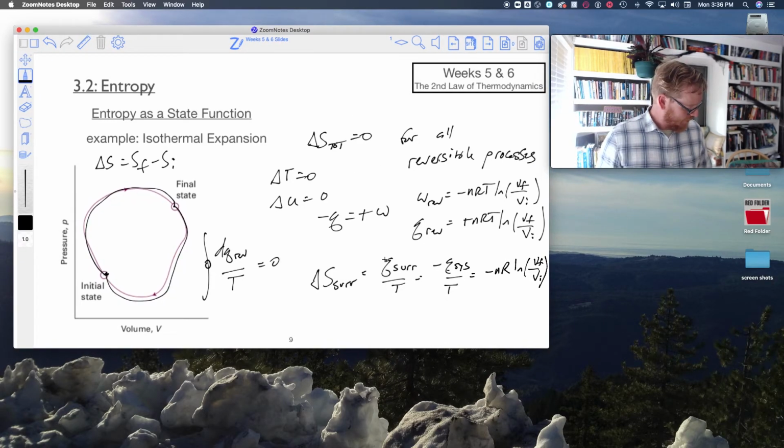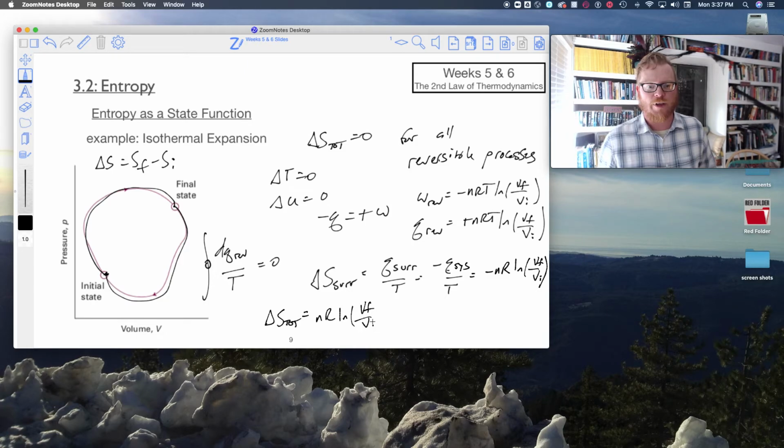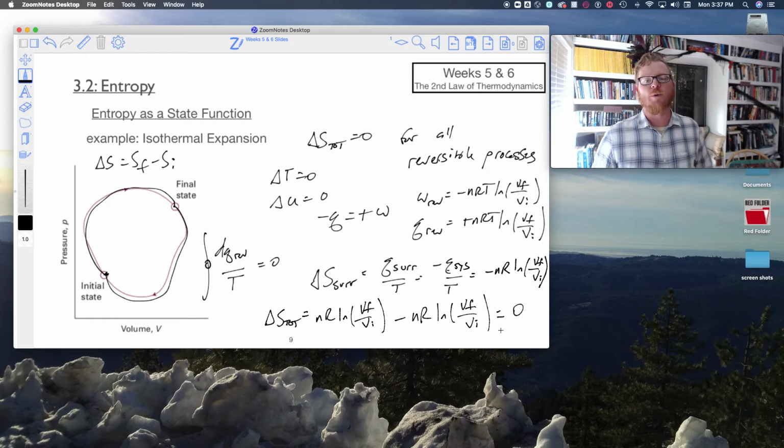What's the delta S of the system? Well, the delta S of the system is just going to be equal and opposite of that because it's reversible. So delta S total is nR natural log of VF over VI for the system, but the surroundings is negative nR natural log of VF over VI, which equals 0. So I still ended up doing that very short derivation. But conceptually speaking, hopefully it makes good sense that delta S total has to be 0 for all reversible processes because you basically start and end in the same place.